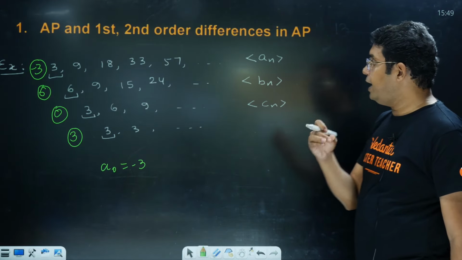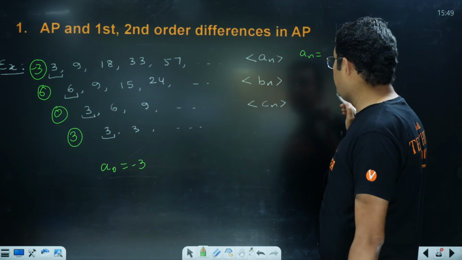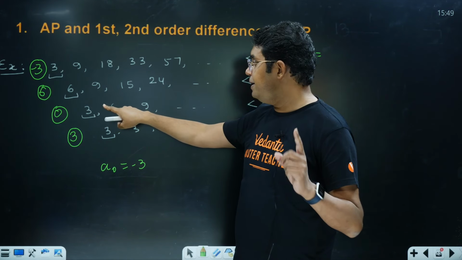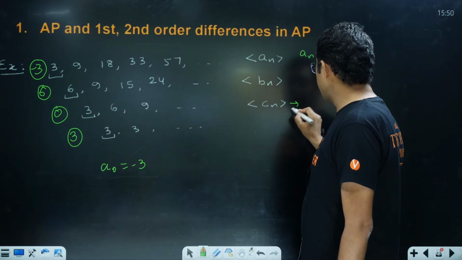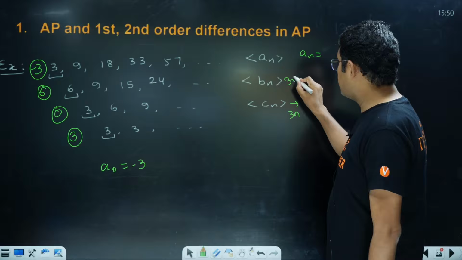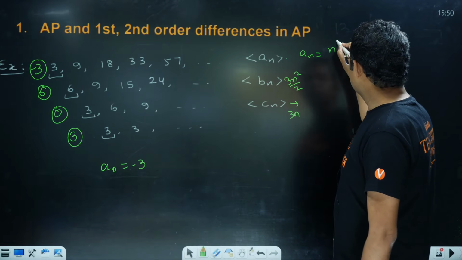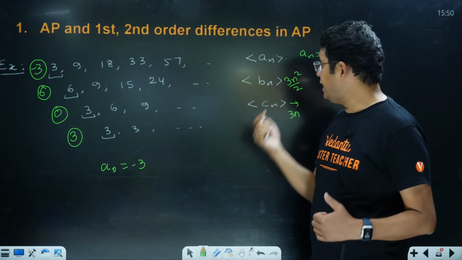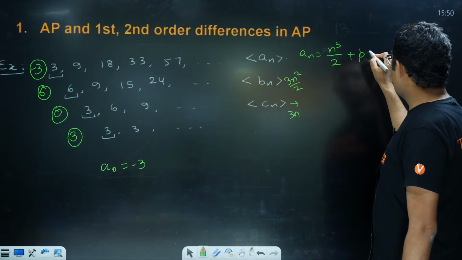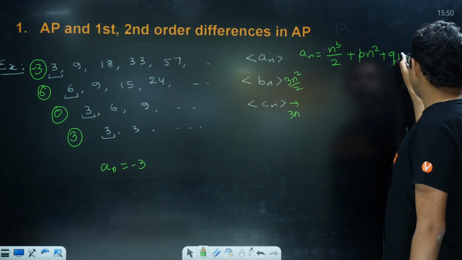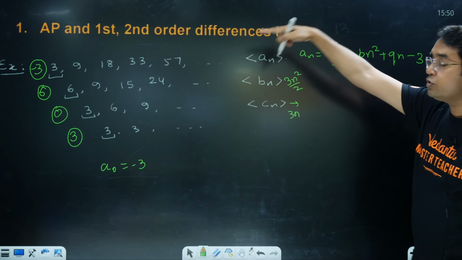Now we will write An directly. To find An directly, we need to understand the leading term. In the case of a constant difference, the leading term would have been 3n. In this case, the leading term would have been 3n square by 2. In this case, it will be the integration of this, so it will be n cube upon 2. The 3 will get cancelled, and that's it. Plus now we need P into n square plus q into n plus the constant term, that will be minus 3. Why? Because A0 is minus 3.